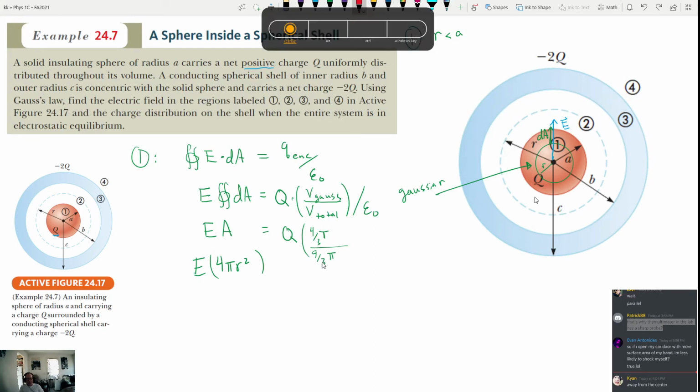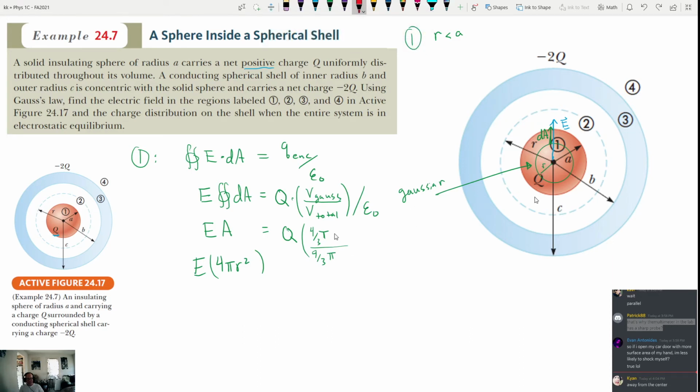I did it twice in a row. The Gaussian has a radius of r, so the Gaussian has a volume of 4/3 pi r cubed. The total volume, which is going to be the volume of just the red object right here, is going to be a cubed. There we go. And again, that's all divided by epsilon naught.